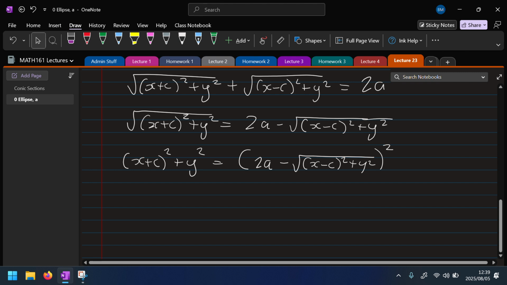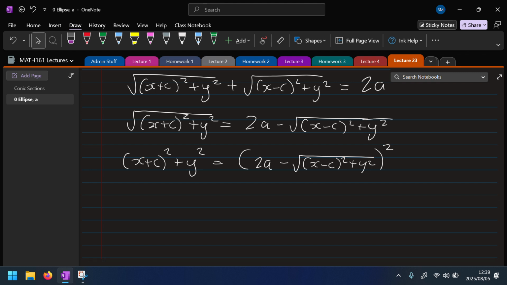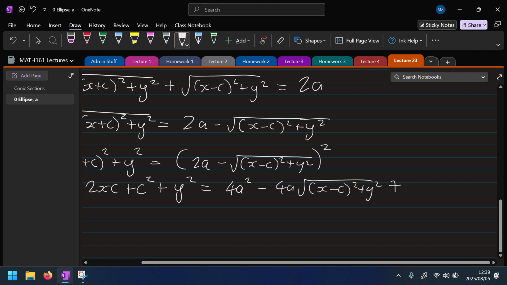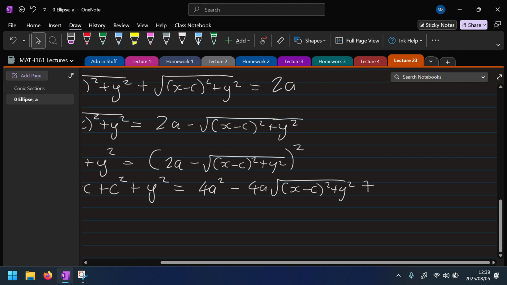Let's expand out a bit. So (x plus c) squared, that will be x squared plus 2xc plus c squared plus y squared. And then on the other side, let's expand that. We're going to have 2a squared, so that's 4a squared altogether, minus 4a times this root, plus the root squared, but that's just the stuff inside.